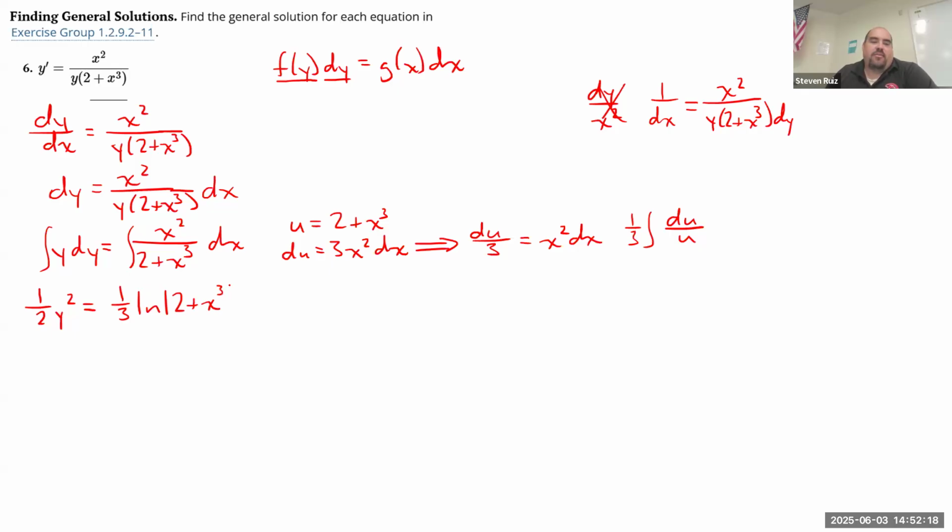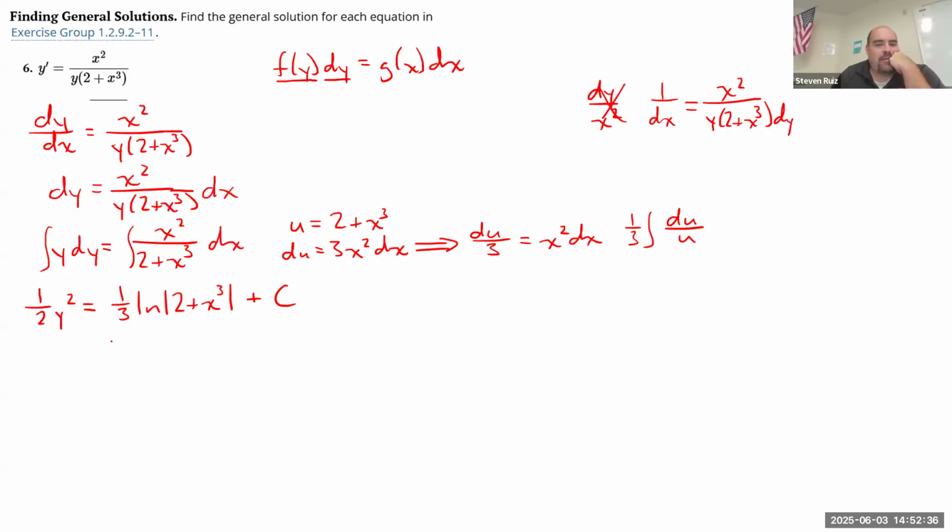So this becomes 1/3 of the natural log of the absolute value of 2 plus x cubed. Need a constant of integration? I will put it on the right-hand side. Basically it has to exist somewhere. And also you can evaluate the constant of integration whenever you want. I'm going to do it now. Never mind. There's no way to do that in this one.